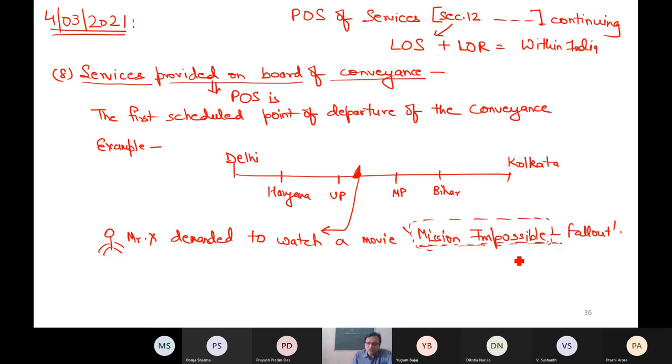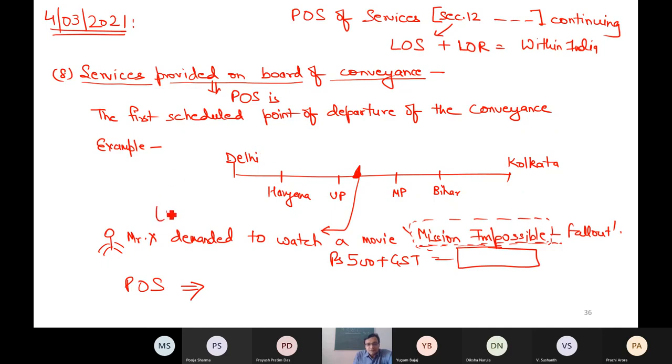Now, Mr. X demanded to watch the movie Mission Impossible Fallout when the train was in UP, and he agreed to pay, for example, 500 for this. So of course there will be GST because it's a service. Now the question arises: what is the place of supply? Can you tell me the place of supply?